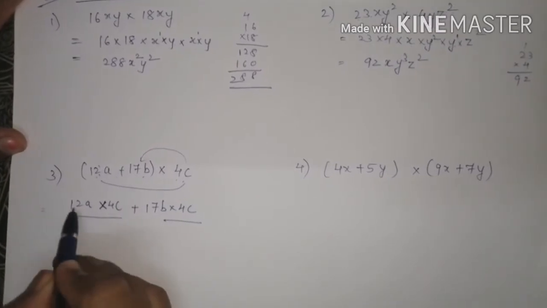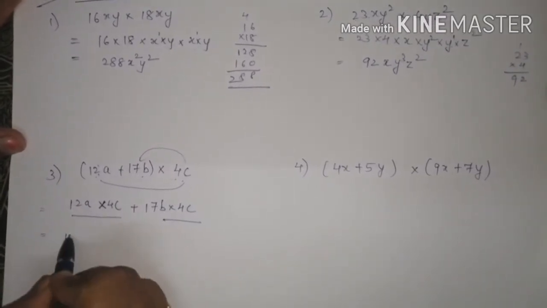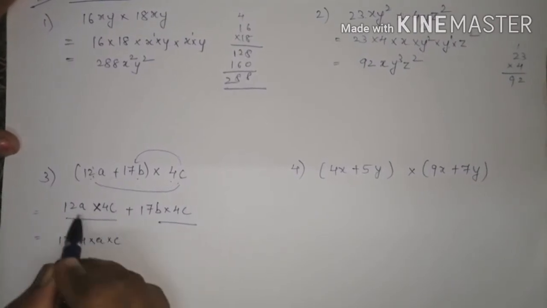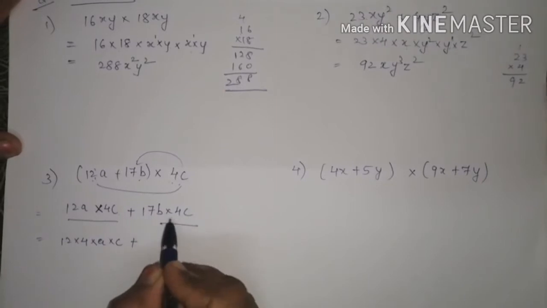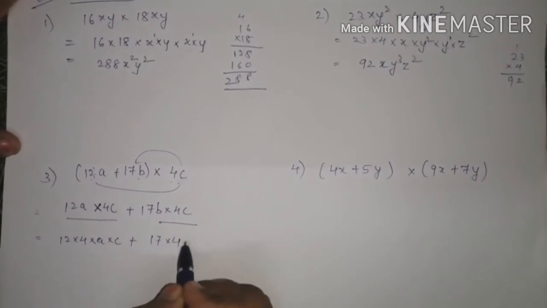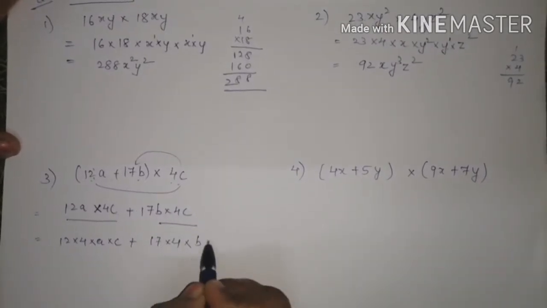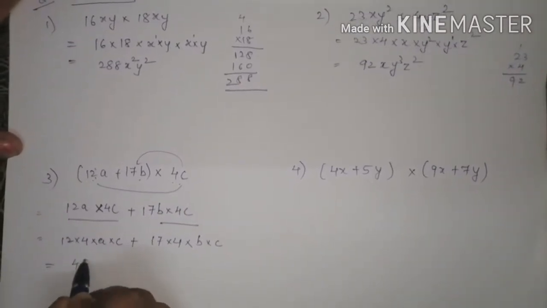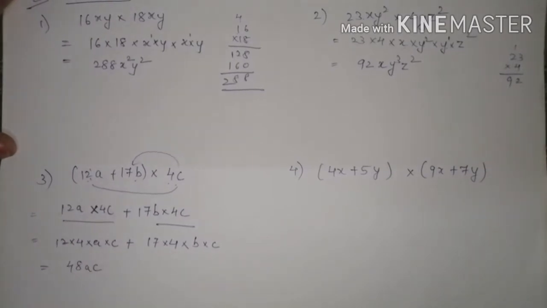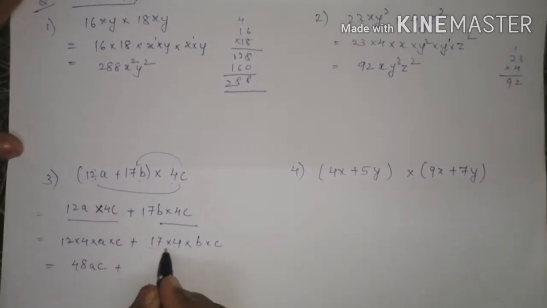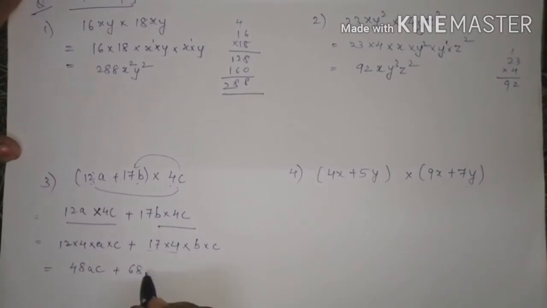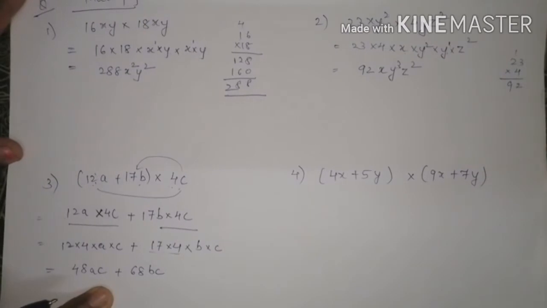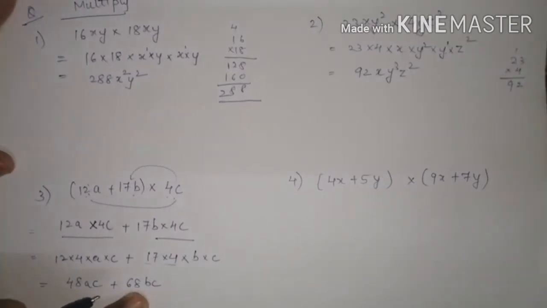Now first as usual multiply the numbers. 12 into 4 into the variables a into c, plus here the numbers are 17 into 4 into the variables b into c. So multiply the numbers. 12 4 is how much? 48. a into c is ac, together you write, plus 17 4 is how much? 68. b into c means bc, together you write. So this is your answer, 48 ac plus 68 bc.